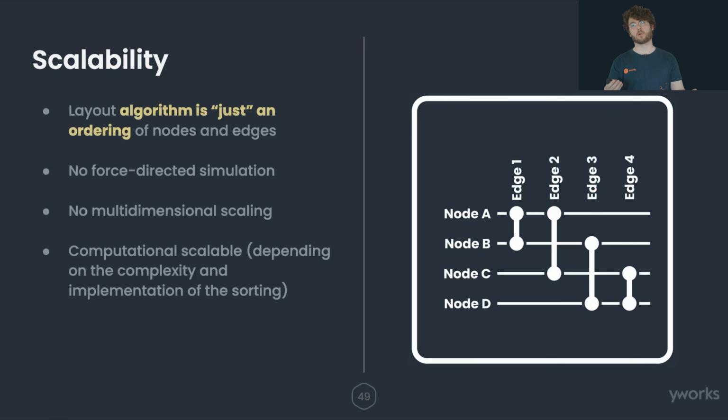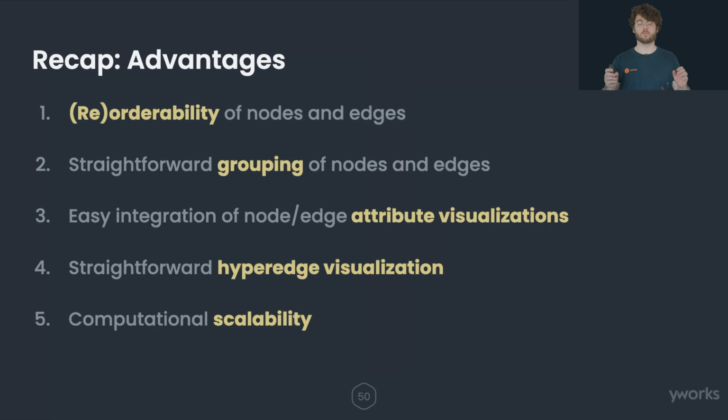Finally, and perhaps most boringly, I should stress that biofabrics are computationally scalable. What I mean by that is that their layout algorithm is just an ordering of nodes and edges. So as long as your ordering function is reasonably implemented, you won't have any problem scaling biofabrics to large graphs. So, in summary, we can independently order and reorder nodes and edges. We can straightforwardly group nodes and edges. We can easily include multivariate attribute visualizations. We can straightforwardly visualize hypergraphs, and this whole thing is computationally scalable. What more could you want?